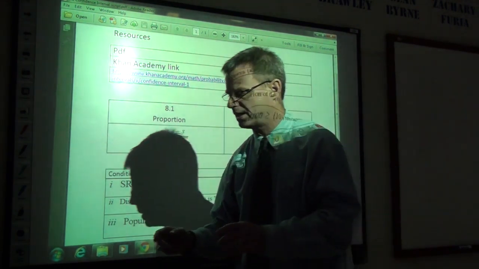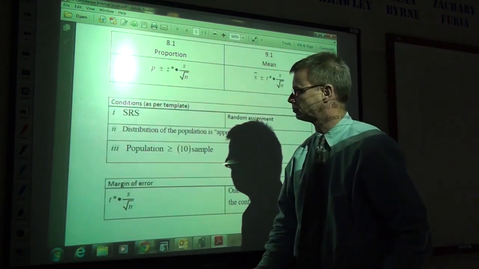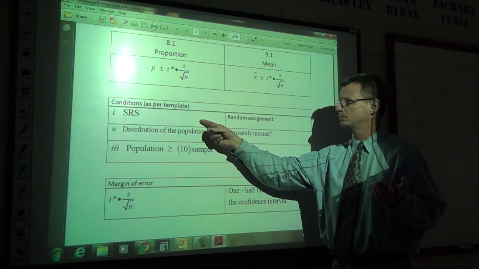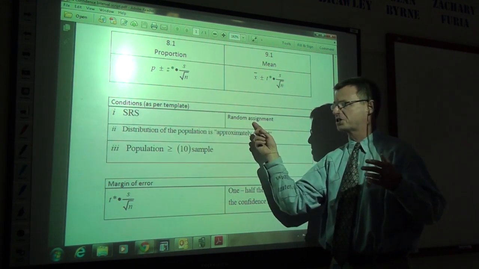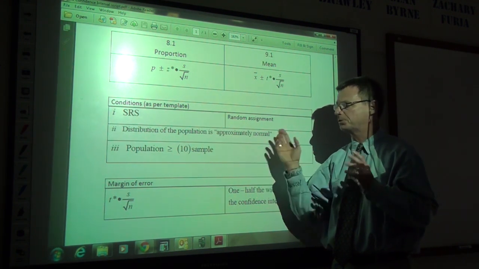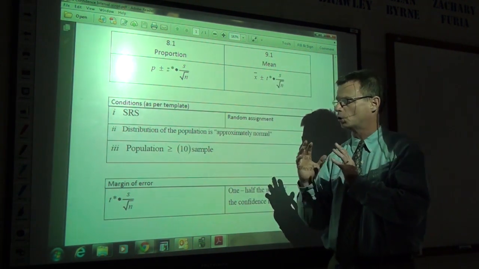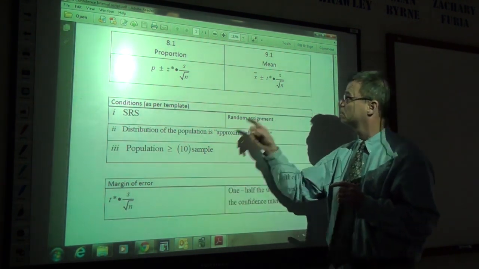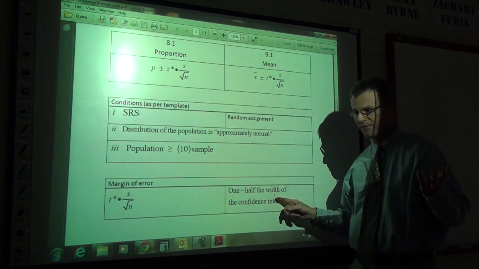So we need to talk about the conditions. The first condition: a simple random sample, if we're doing an observation, or random assignment, if you're doing an experiment. Second condition, the distribution of the population has to be approximately normal. And the third condition for the template is the population has to be greater than or equal to 10 times the sample size. The margin of error is what's being added and subtracted from the mean. So it's 1/2 the width of the confidence interval.